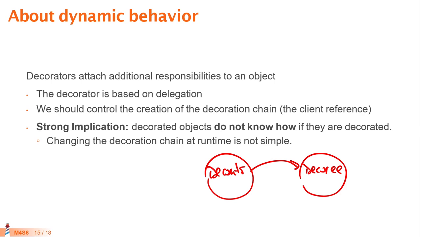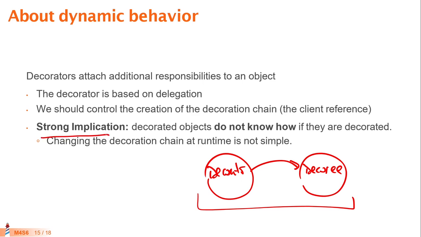Now, as we saw before, in the example of the file reference, it is the file reference that is creating the pair or the chain of decorators. So we should really control how the decorator chain is created, because the client actually doesn't know if it is talking to the decorator or to the decoree. So before actually giving the reference of our object to the client, we need to create the correct chain with the correct configuration and give it to him.